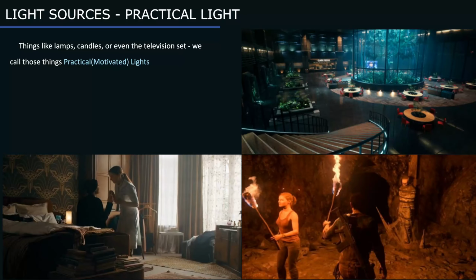Things like lamps, candles, or even the television set, we call practical or motivated lights. The most common indoor lights are incandescent and fluorescent. You have to keep in mind their quality, relative brightness, hardness or softness, and color cast. The brightness of bulbs is measured in lumens, but what matters to artists is relative brightness within a scene, especially when you have more than one source. The relative brightness depends on such things as the wattage, the type of lamp, how close the subject is to the light, and how bright the other lights are.